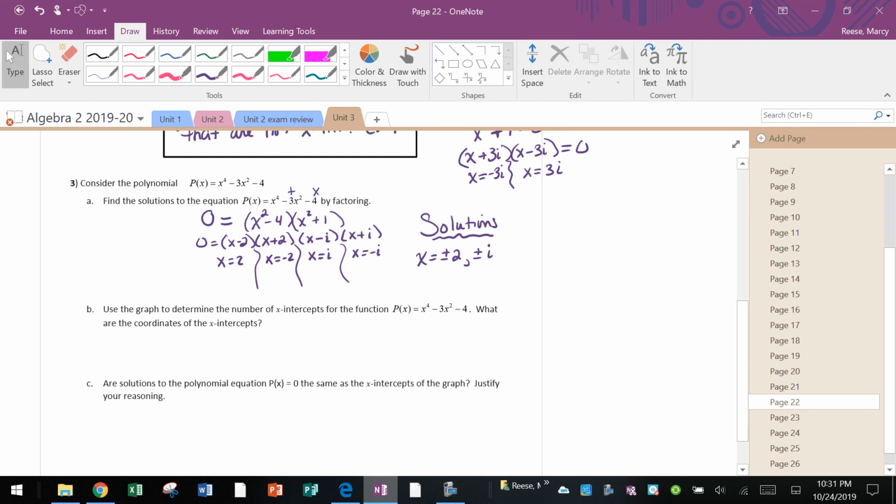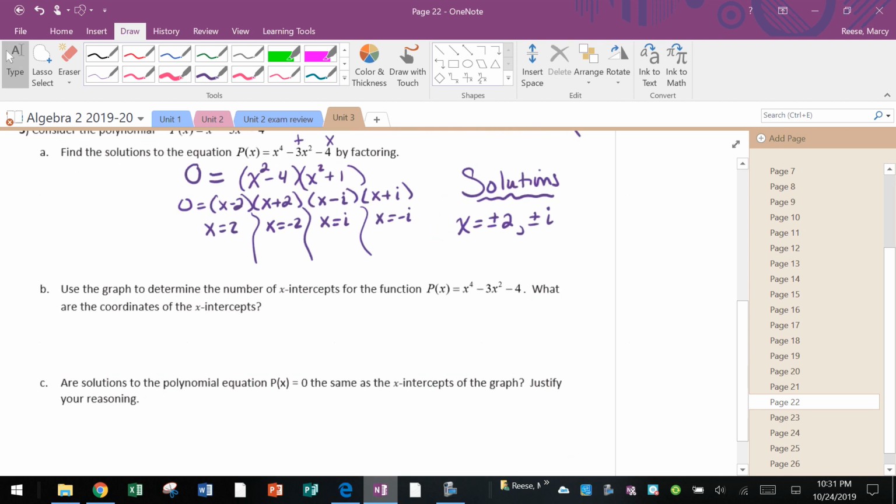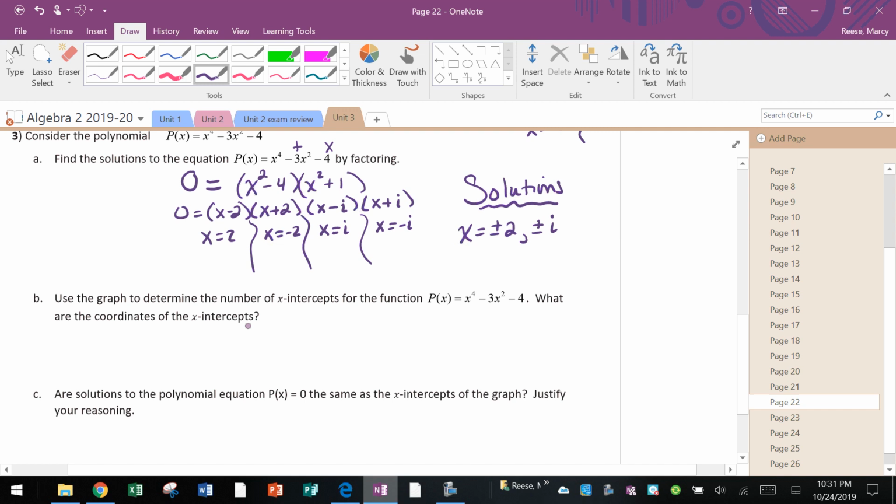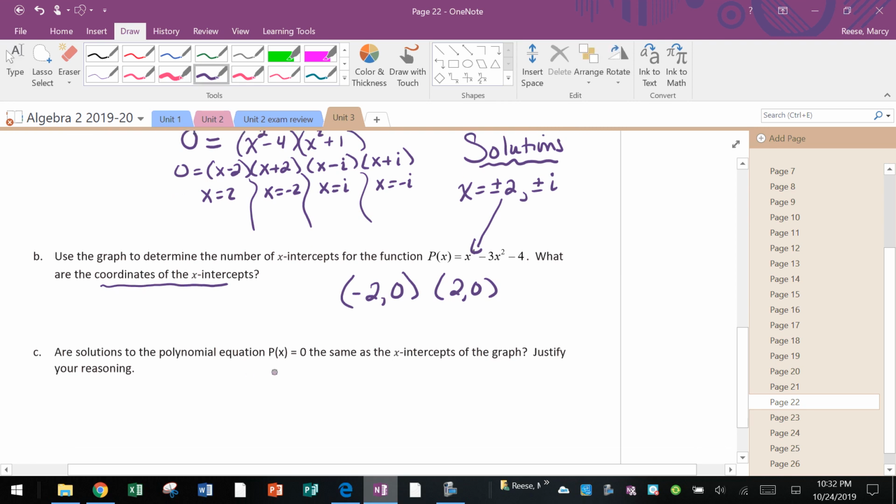Well, of course, I'm jumping ahead again. So it says use the graph to determine the number of x-intercepts for the function. Okay, same function that we just did. What are the coordinates of the x-intercepts? So it means it would cross at negative 2, 0 and 2, 0, right? Those are the x-intercepts. So our solutions to the polynomial equation, p of x equals 0, the one above, are they the same as the x-intercepts of the graph? No.